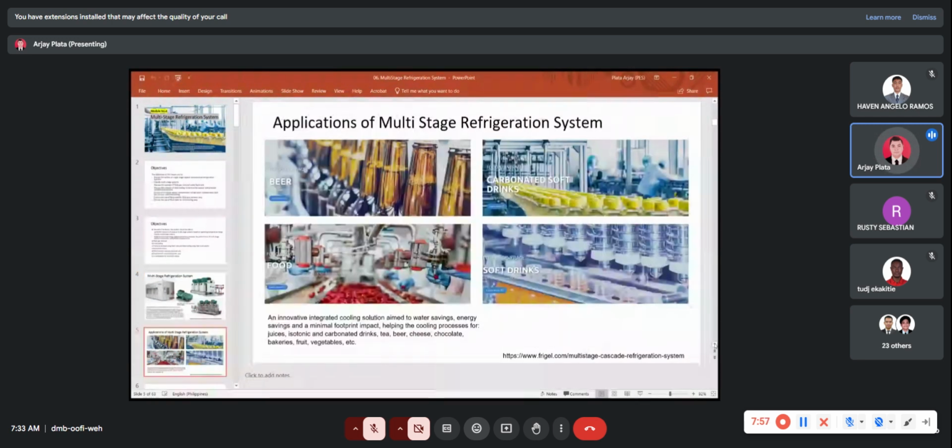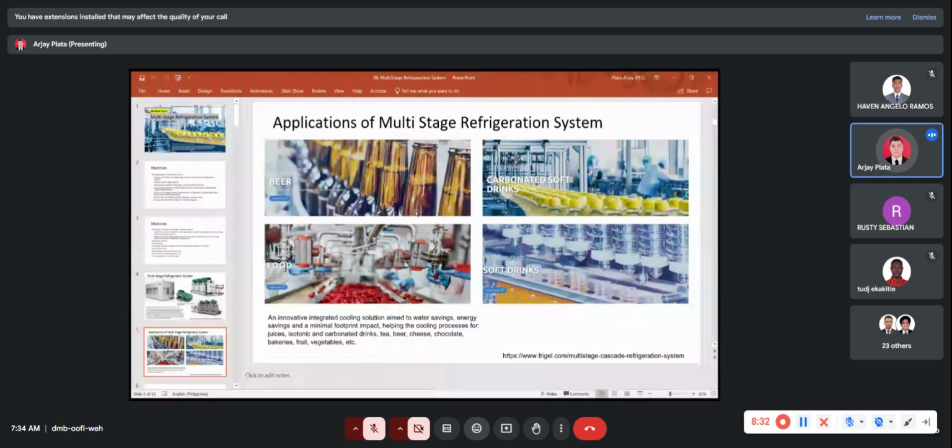Okay, so these are the applications of the multi-stage. It can be applied in food and beverages. So there are innovative solutions, significant energy and water savings if we use it in the food and beverage industry. Yan. So ito yung kanina, mga carbonated soft drinks. So these are just an example of application of multi-stage. So they are most commonly used in food and beverage.